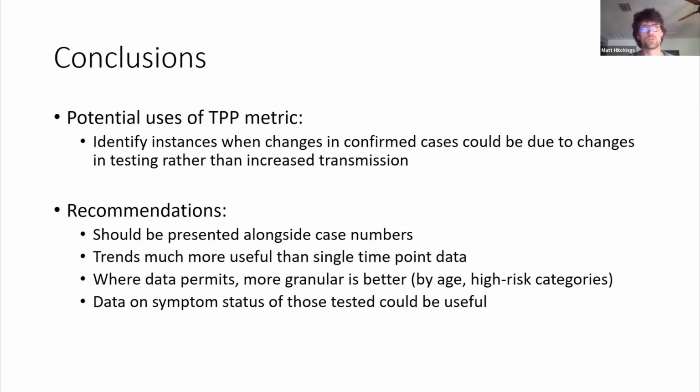And so, recommendations to make it more useful: if you're just a person on the internet or watching the news, you can't just interpret this as a number on its own. You have to look at it alongside other numbers. You want to look at trends over time, preferably smooth trends, and then where the data permits, it could be presented in a more granular fashion, for example by age, or by separating out long-term care facilities and other high-risk institutional settings. That would be very helpful. And finally, more aspirational, if the data on symptom status of people being tested were available, I think it would be very helpful to present that alongside.